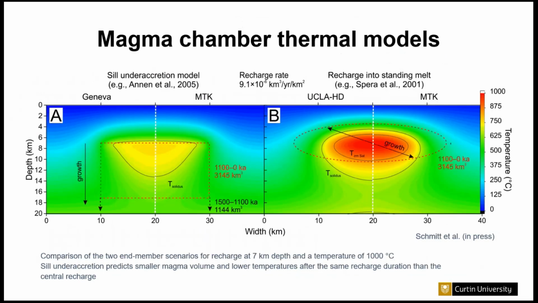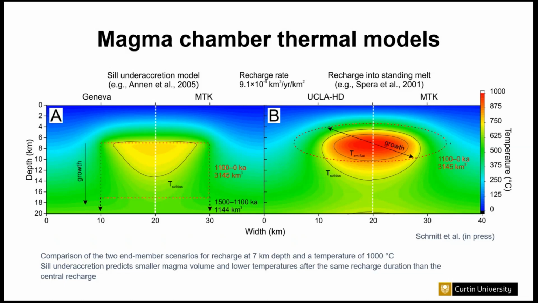The good news is our understanding of thermal diffusivity of magmas and rocks is fairly well established, and we can model any of these geometries quite well. This is a comparison with the geophysical pancake model, where we have sills replacing for 1.1 million years, filling up this magma body with a recharge rate of 9.1 times 10 to the minus 6 cubic kilometers per year per square kilometer. That would be the resulting magma chamber. The black line is the solidus temperature, so everything inside that black line would be molten, would be magma.